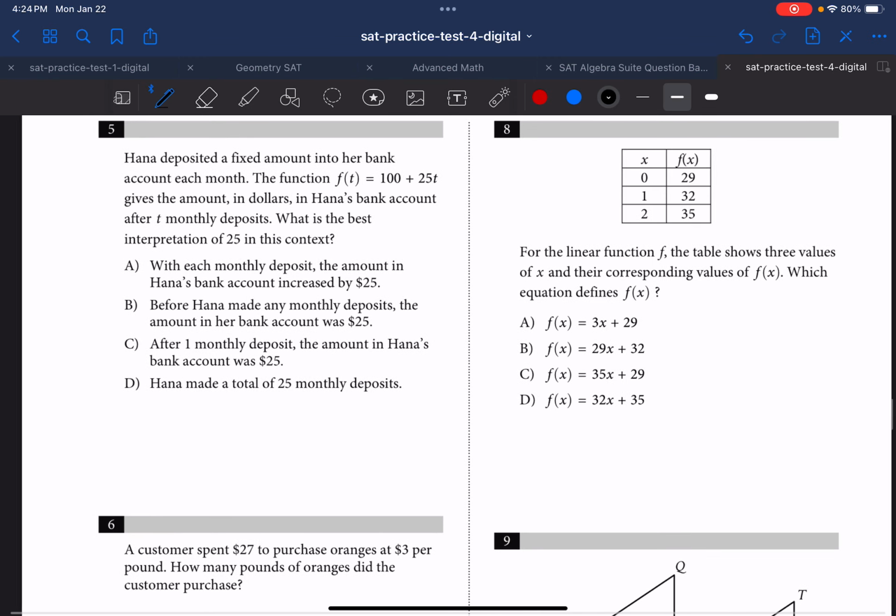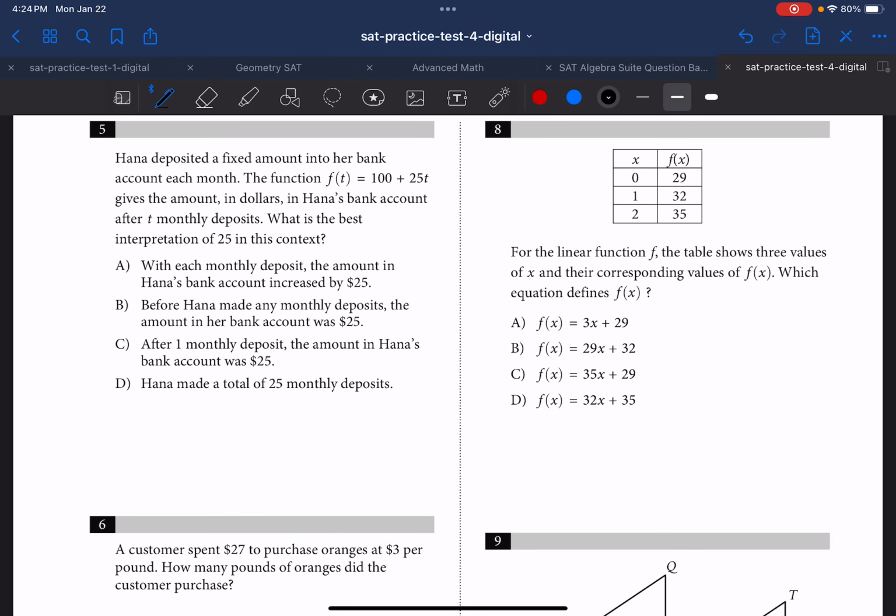Question number 5. Hannah deposited, this is not important at all. The function, this is like the only thing important. And T is the monthly deposit. What is the best interpretation of 25 in this context? So every month, 25 is getting added to her bank account. 100 is the fixed number at 0 months. So if we look at the choices, with each monthly deposit, the amount in Hannah's bank account increased by 25. This is the right answer because every month she's adding $25 into it, so it's being increased by $25.